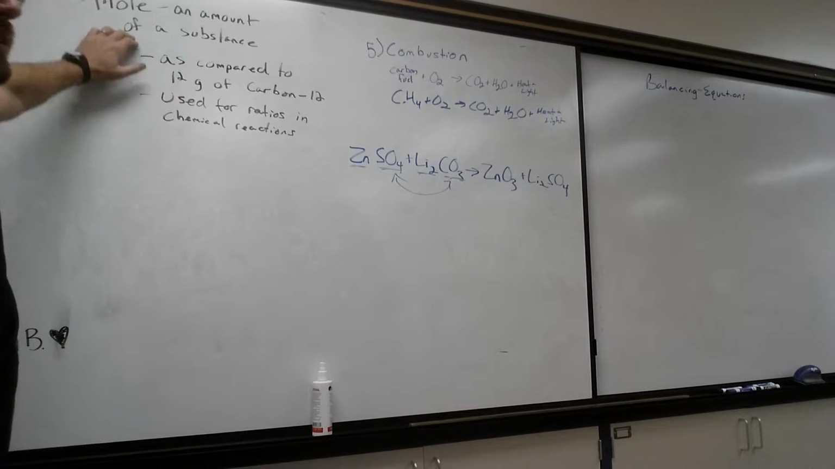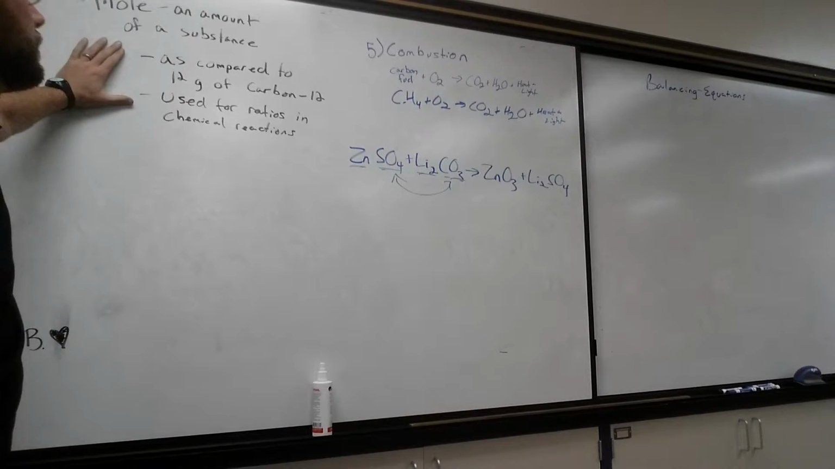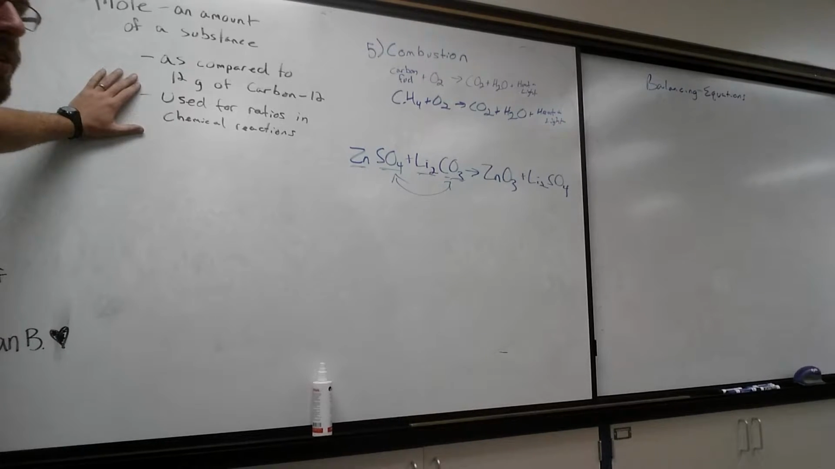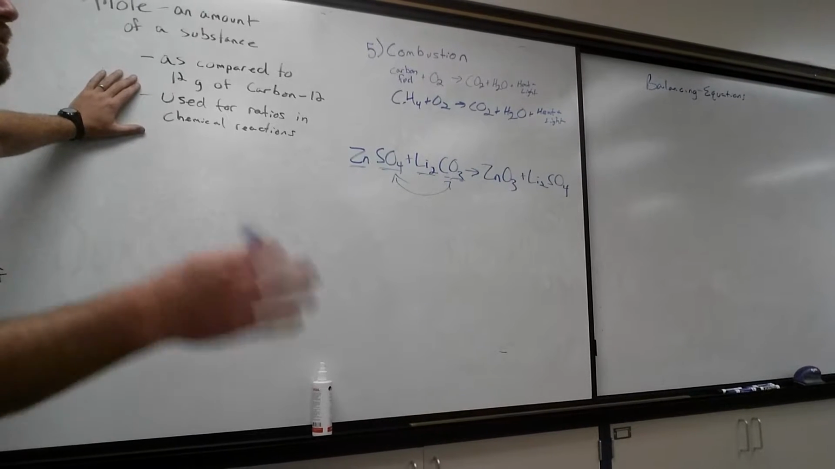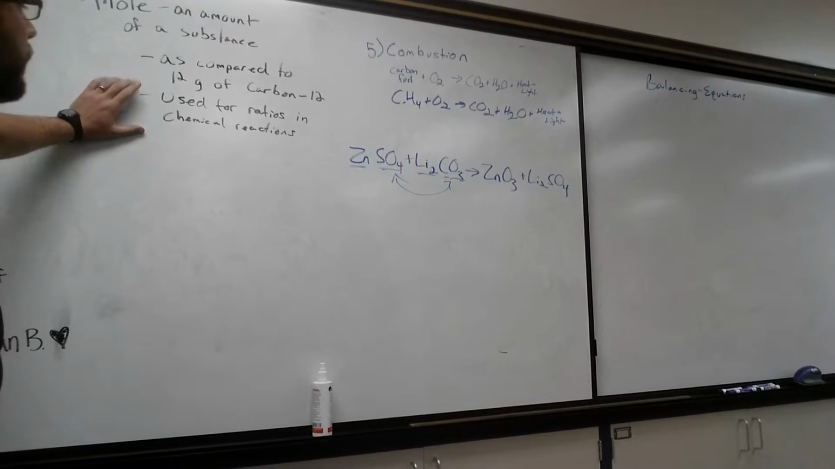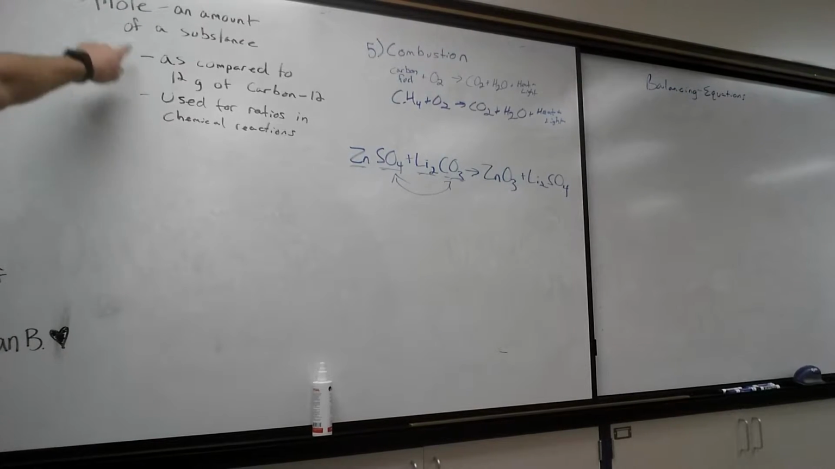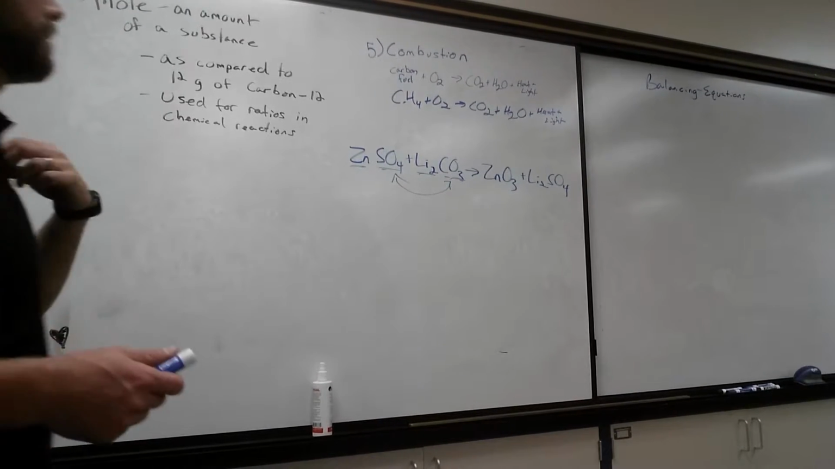All I need you to know right now is that a mole is an amount of a substance based on carbon, and we use it for ratios in our chemical reactions. All right, and we're going to use a ton of that in stoichiometry starting tomorrow. We're kind of doing the entry today, and we'll get into more of it. But we're going to use it as amounts for our ratios in chemical reactions.